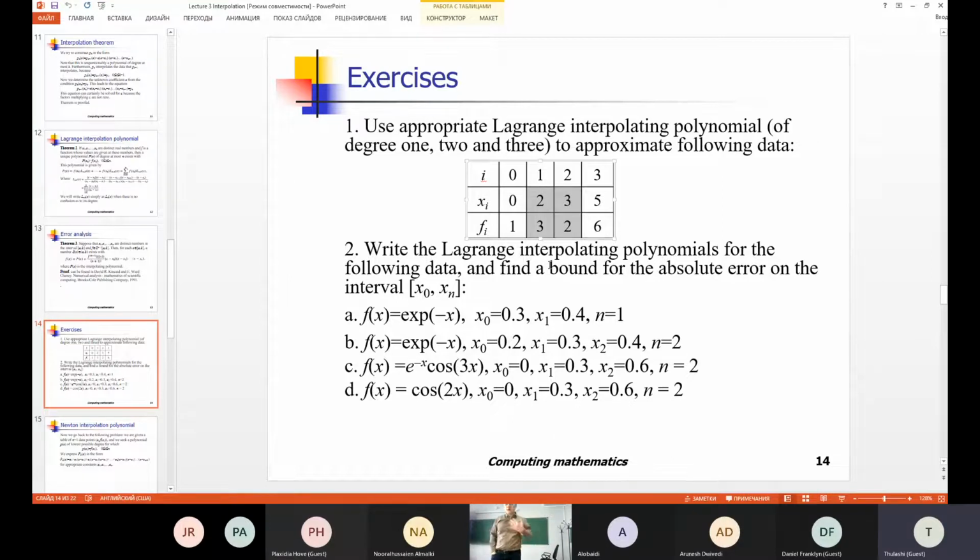But the line is not a very good polynomial. Line is not a very good approximation for the function. You see that if the function looks like this, or even like this, a line is not a very good approximation.